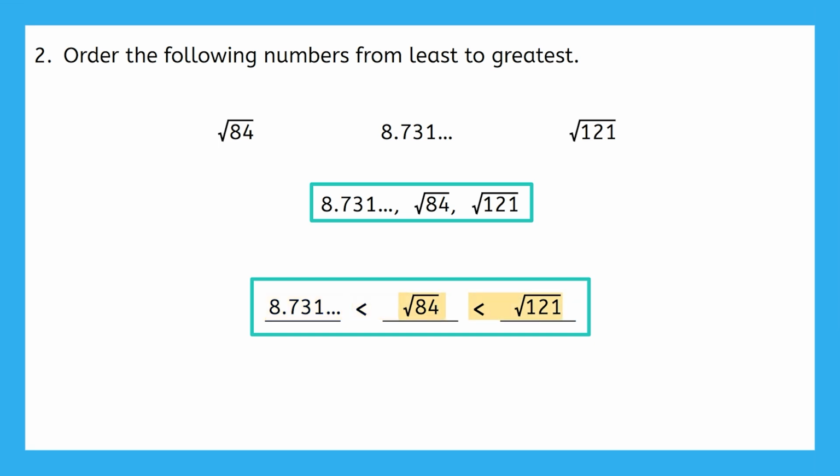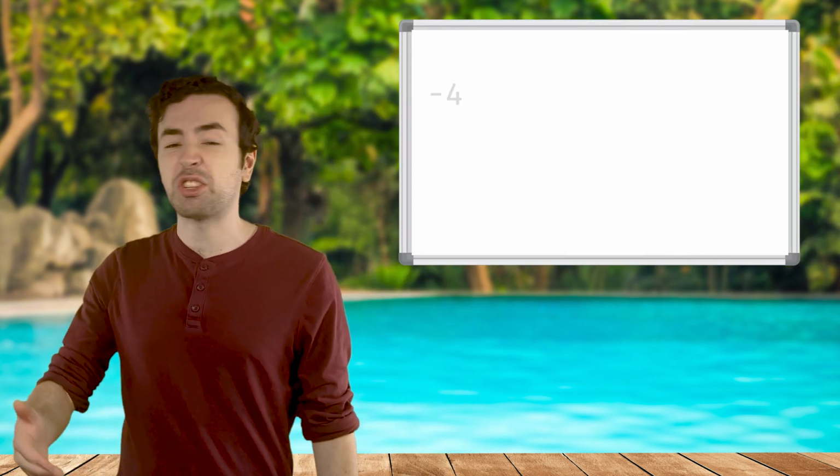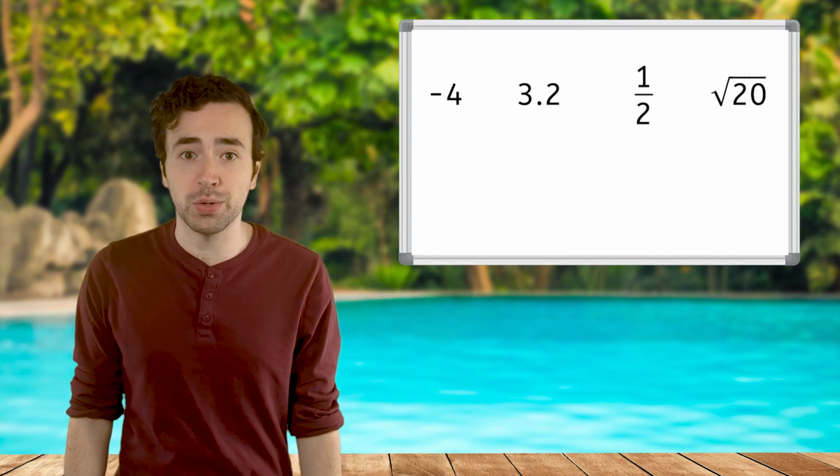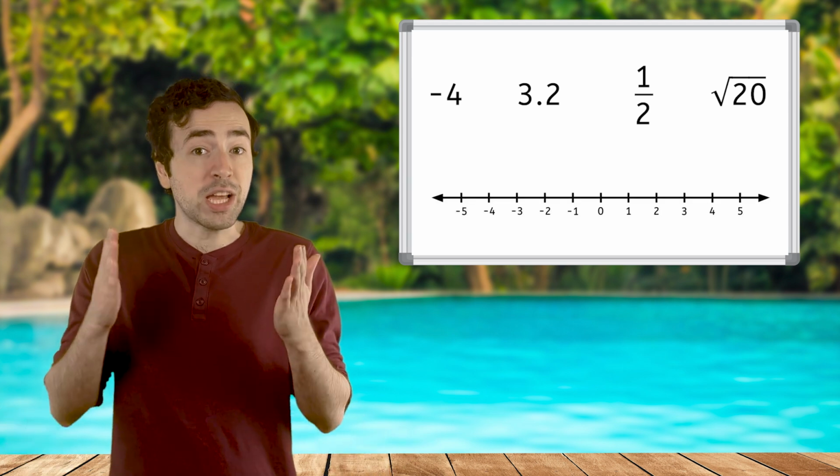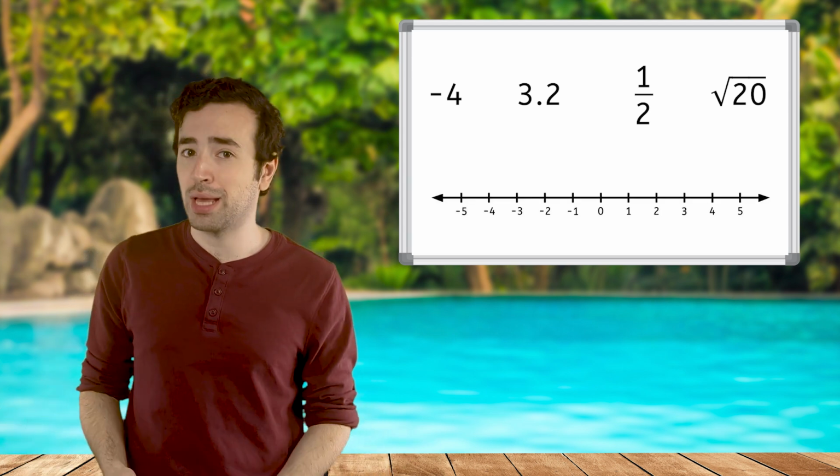It's pretty cool that even without knowing the exact value of some square roots, we can still compare and order them with other numbers. Even though I lost the swim race today, I'm excited about the new skills we've learned. We can compare different types of numbers, integers, decimals, fractions, and square roots, and using a number line was a great strategy to help us visualize them.